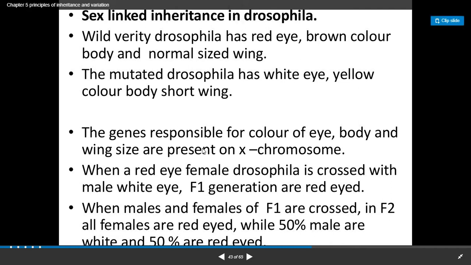Now the genes responsible for the color of eye, body and wing size are present on the X chromosome. When a red-eyed female Drosophila is crossed with a white-eyed male, the result in the F1 generation is all red-eyed Drosophila. When males and females of F1 are crossed with each other, in the F2 generation all females are red-eyed, while 50% of males are white-eyed and 50% are red-eyed.